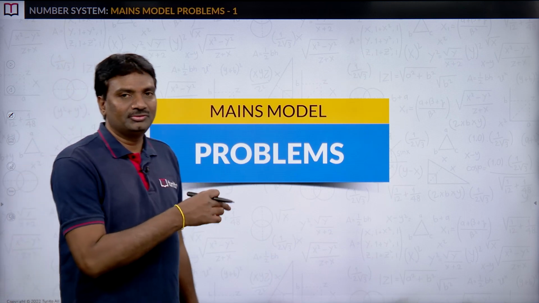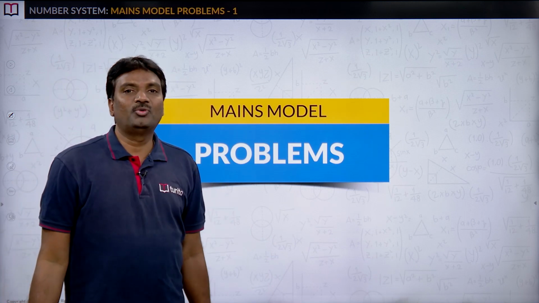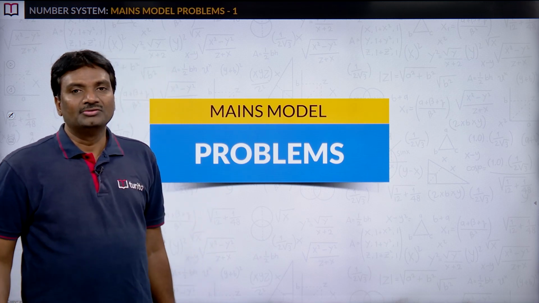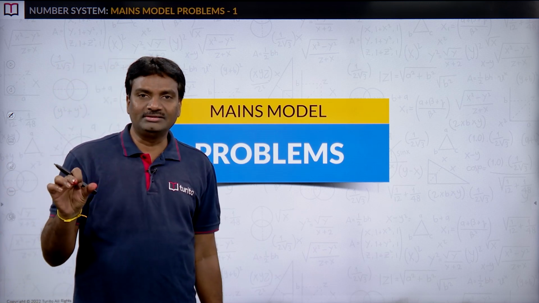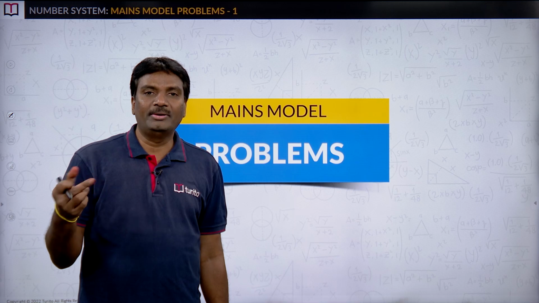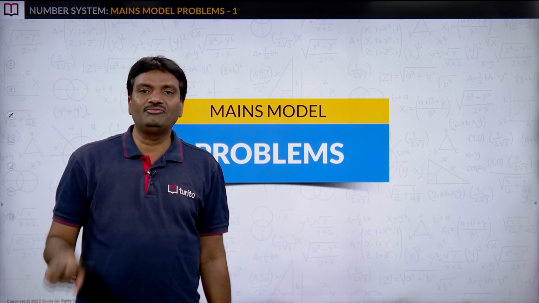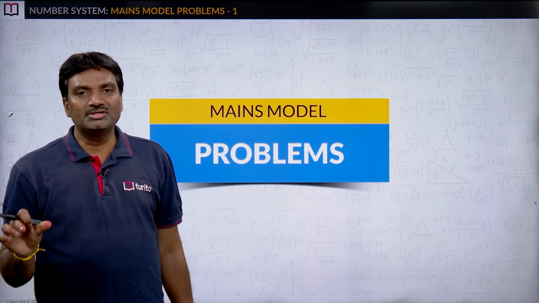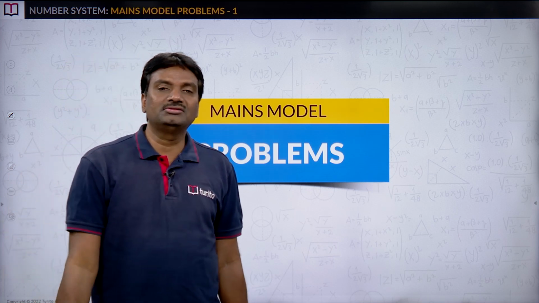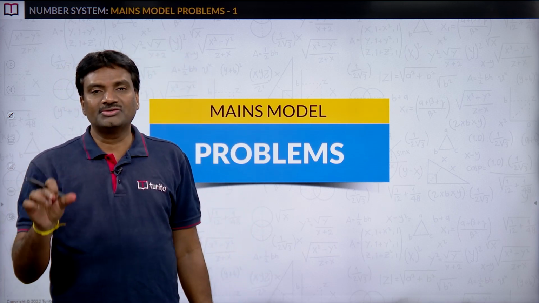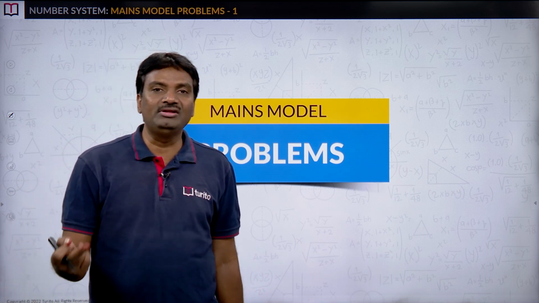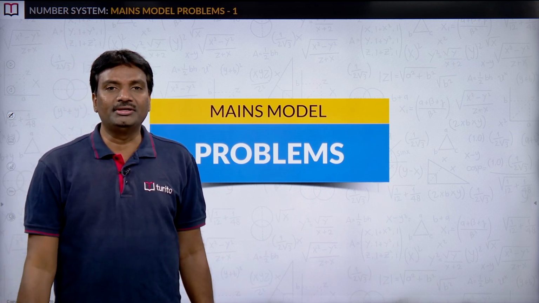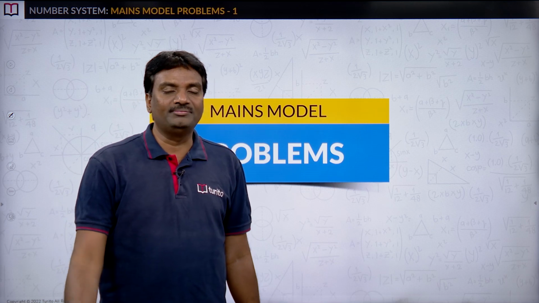Now, in today's class, as I told you, we are discussing Mains model problems. Already in the first class I explained how the Mains model paper is. In the Mains model exam, there are 3 subjects, maths, physics, chemistry, and a total of 75 questions will be given. From each subject we have 25: maths 25, physics 25, chemistry 25. Out of these 25 questions, the first 20 are MCQ questions and the last 5 are fill in the blank type, which means we have to fill the blank either by an integer or a decimal number, according to the problem of the given exam.